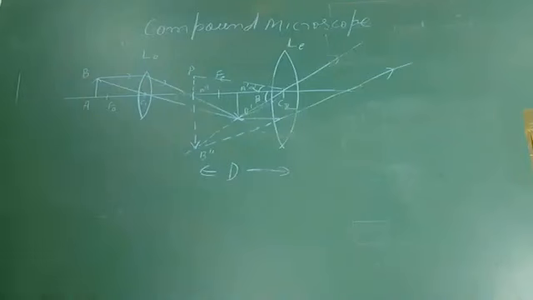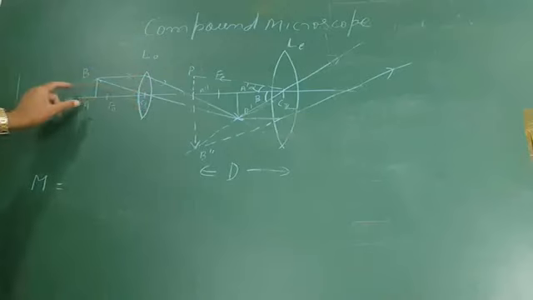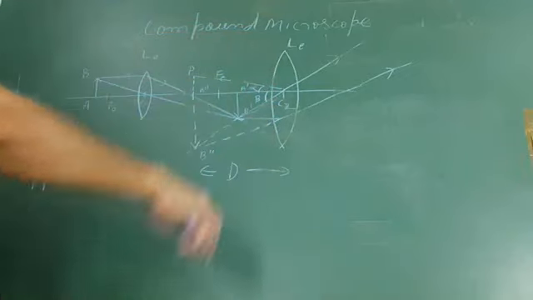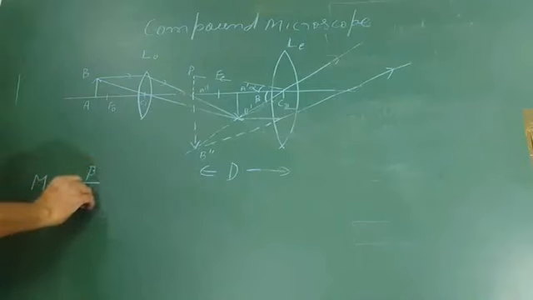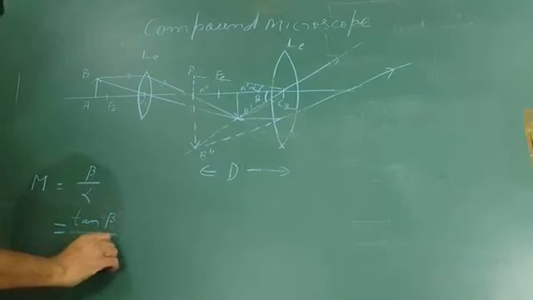Now we want to find out what its angular magnification will be. That was the ray diagram. Now we will calculate angular magnification. Before that, I want to explain that the aperture size of the objective lens was small and its focal length was also small. For the eyepiece, comparatively the aperture size will be large, and the focal length will be small as well. Now, angular magnification is beta by alpha, or you can say it is equal to tangent beta upon tangent alpha.